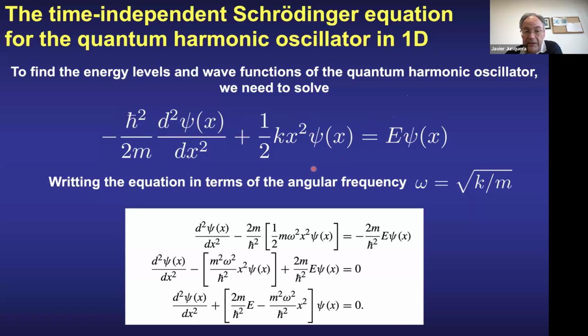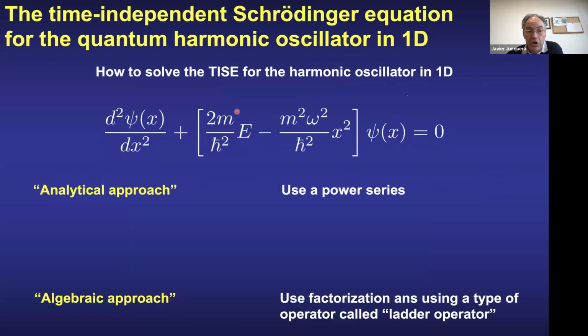So in many cases, this time-independent Schrödinger equation is written in terms of this angular frequency omega that is defined as the square root of k over m. So just after a little bit of mathematics, I can transform this equation and write it in this form here. Okay, so the information here is the same thing as before, but slightly rewritten. And now I have to solve for this.